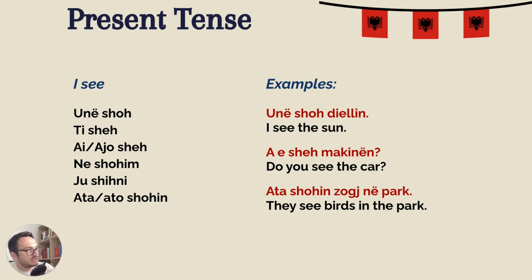For example, unë shoh diellin, I see the sun. A e sheh makinën? Do you see the car? Ata shohin zogj në park. They see birds in the park.